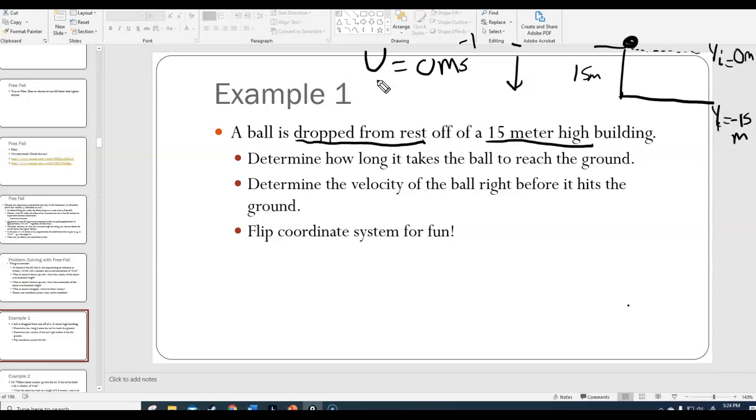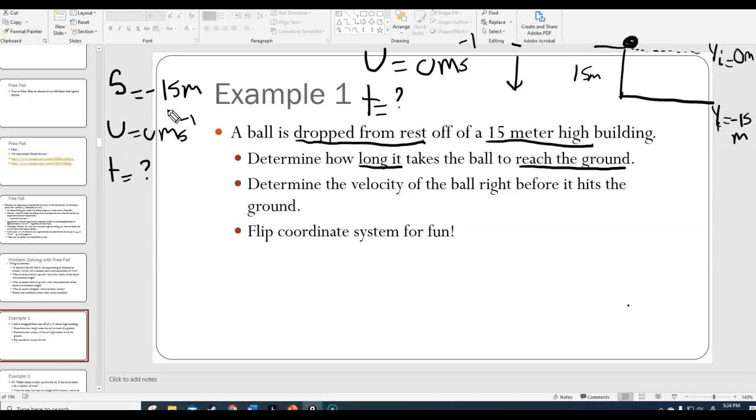So I'm looking for time. That's what it says in the question. It says determine how long it takes the ball to reach the ground. My displacement, S, is going to be negative 15 meters. I'm just going to rewrite my givens over here. The negative sign is very important, because if you don't have the negative sign, you're going to get the wrong answer later on. And I have one more given.